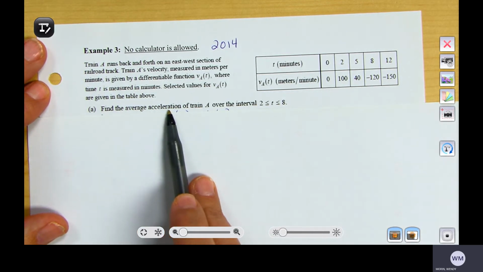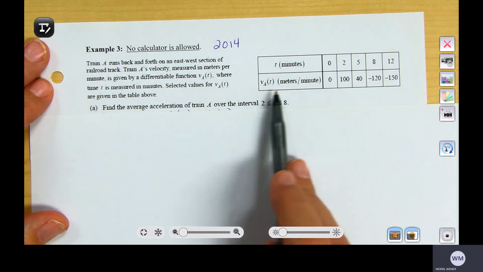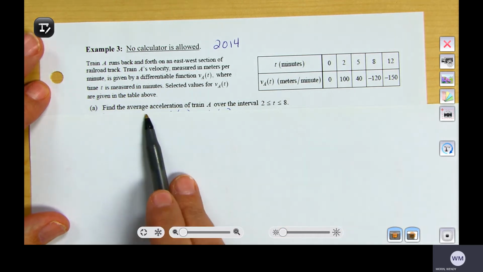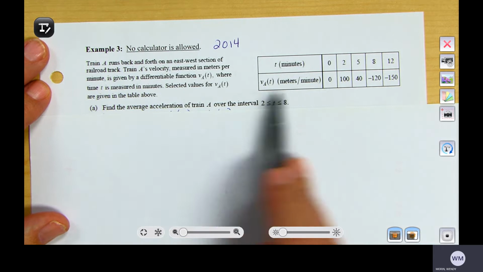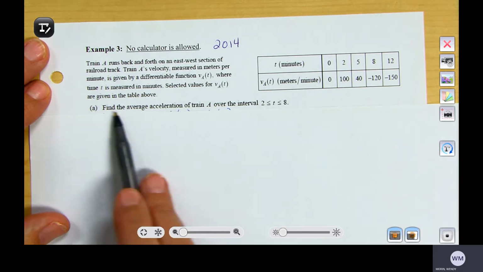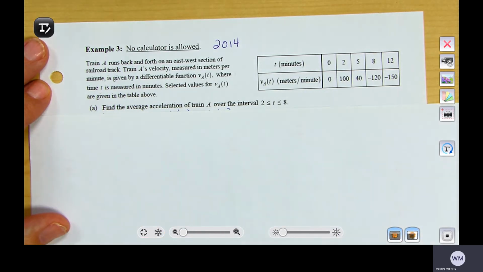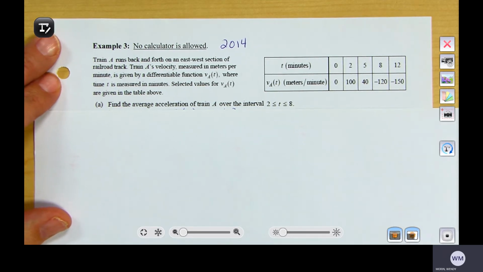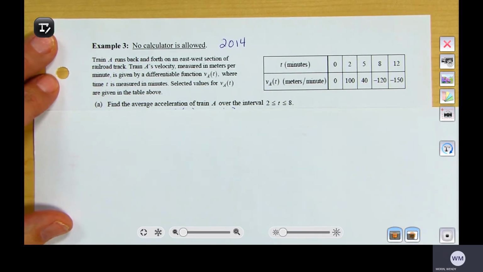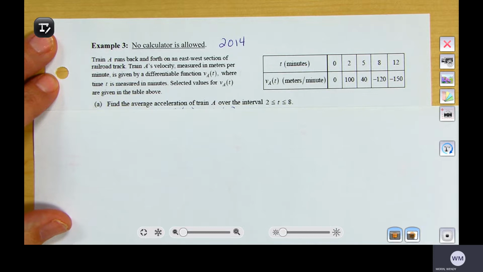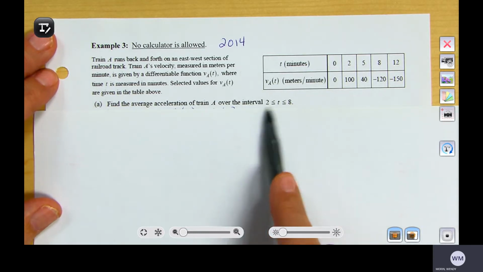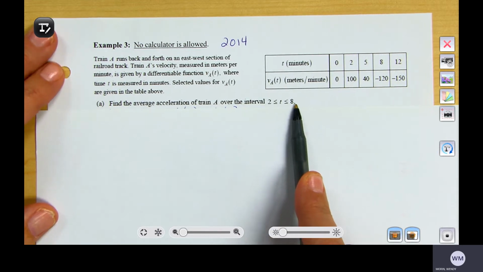Well, that's the same as the last one. In the last example, they gave us position and asked us to find average velocity, in a sense. In this one, they're giving us velocity and asking us to find average acceleration. So you should be able to do that. You can stop the video and try it on your own. Now, from 2 to 8. Okay? All right, let's check your answer. Hopefully you stopped the video. If not, do that now and try it.